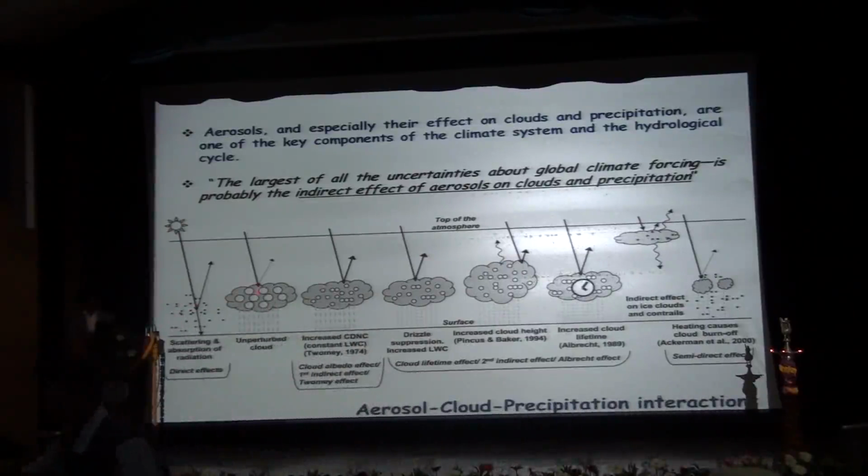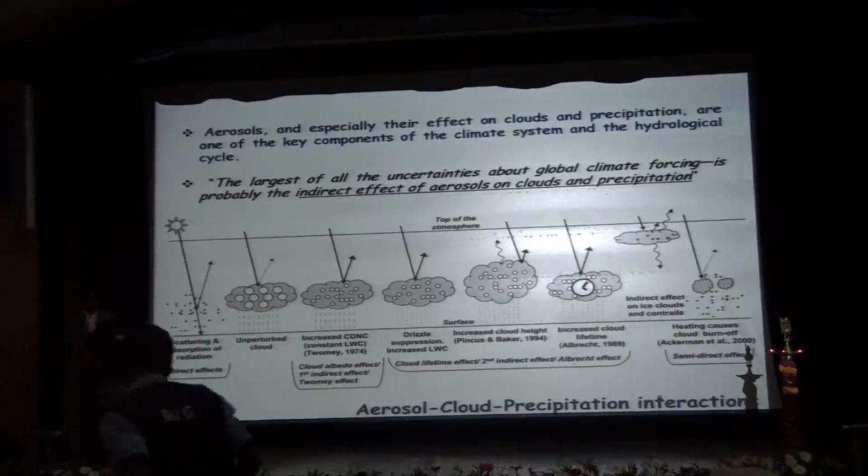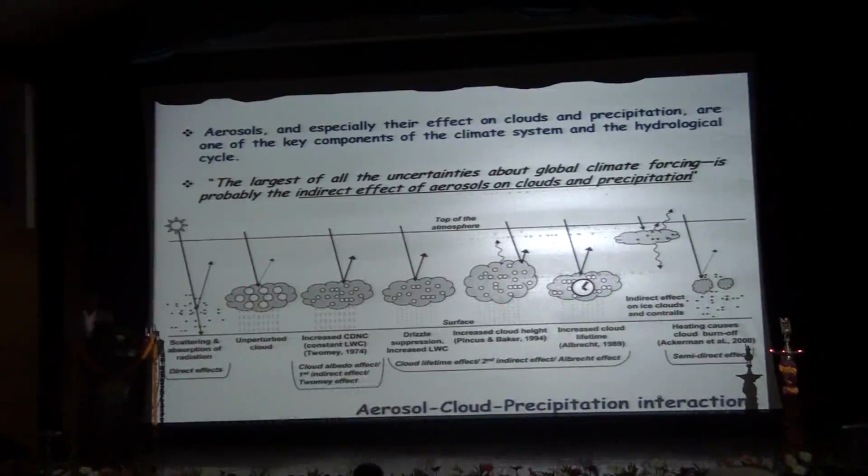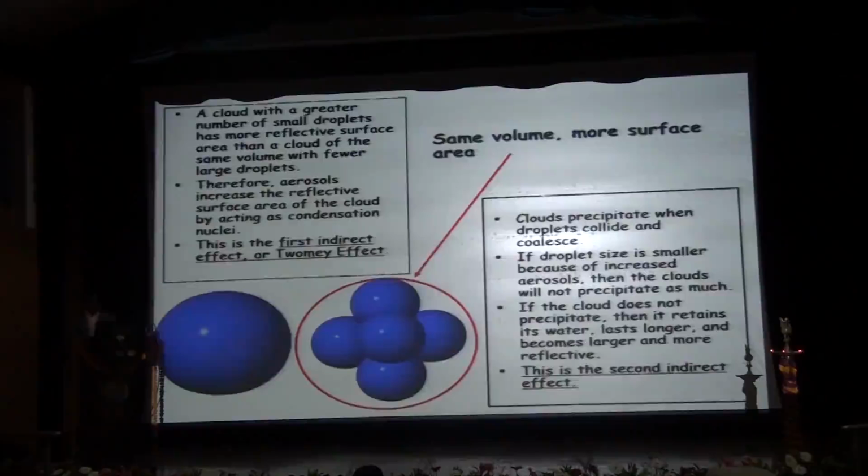If you see this schematic, unpolluted or pristine clouds can have very few, larger droplets. Whereas in polluted conditions, for a given liquid water content, we have more, smaller droplets. That will increase the reflectivity of the cloud. For example, for the same volume, if there are more droplets, you are increasing the reflective surface area, which increases the albedo of the clouds.